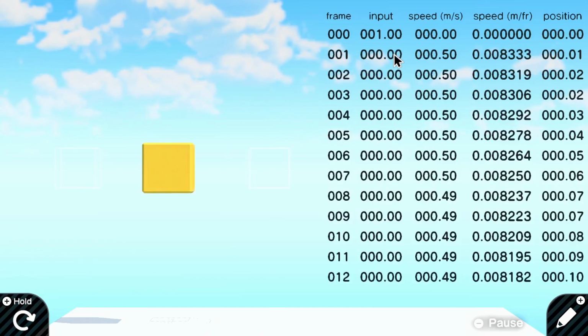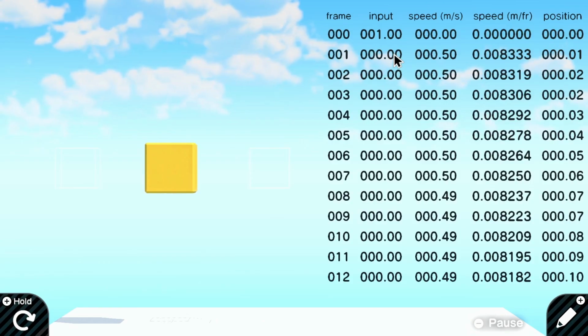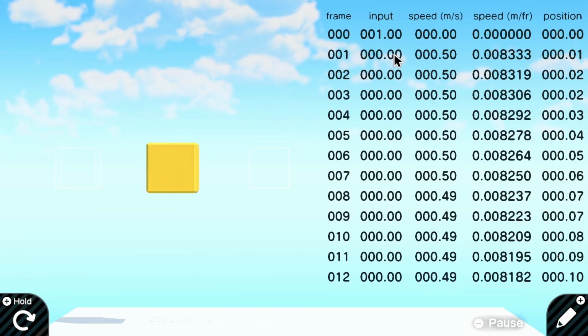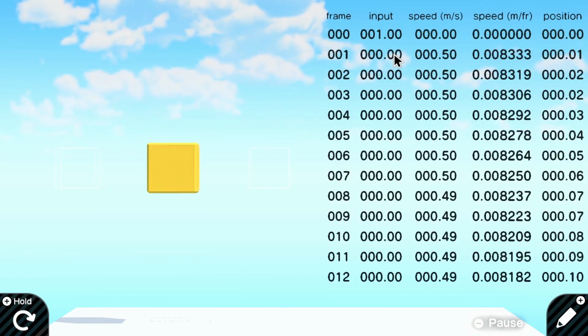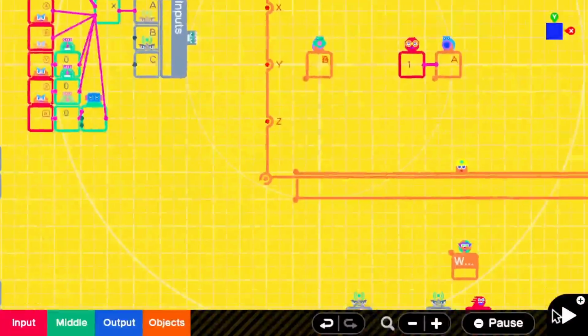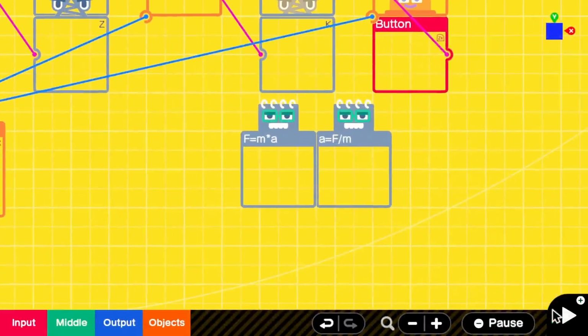How moving objects actually work is that when we send an input to the moving object, it actually applies a force on that object that makes it accelerate at the given input. So what's the difference there? Well, if you remember your physics lessons, the equation for force is equal to mass times acceleration. Or if we rearrange it, acceleration is equal to force over mass.